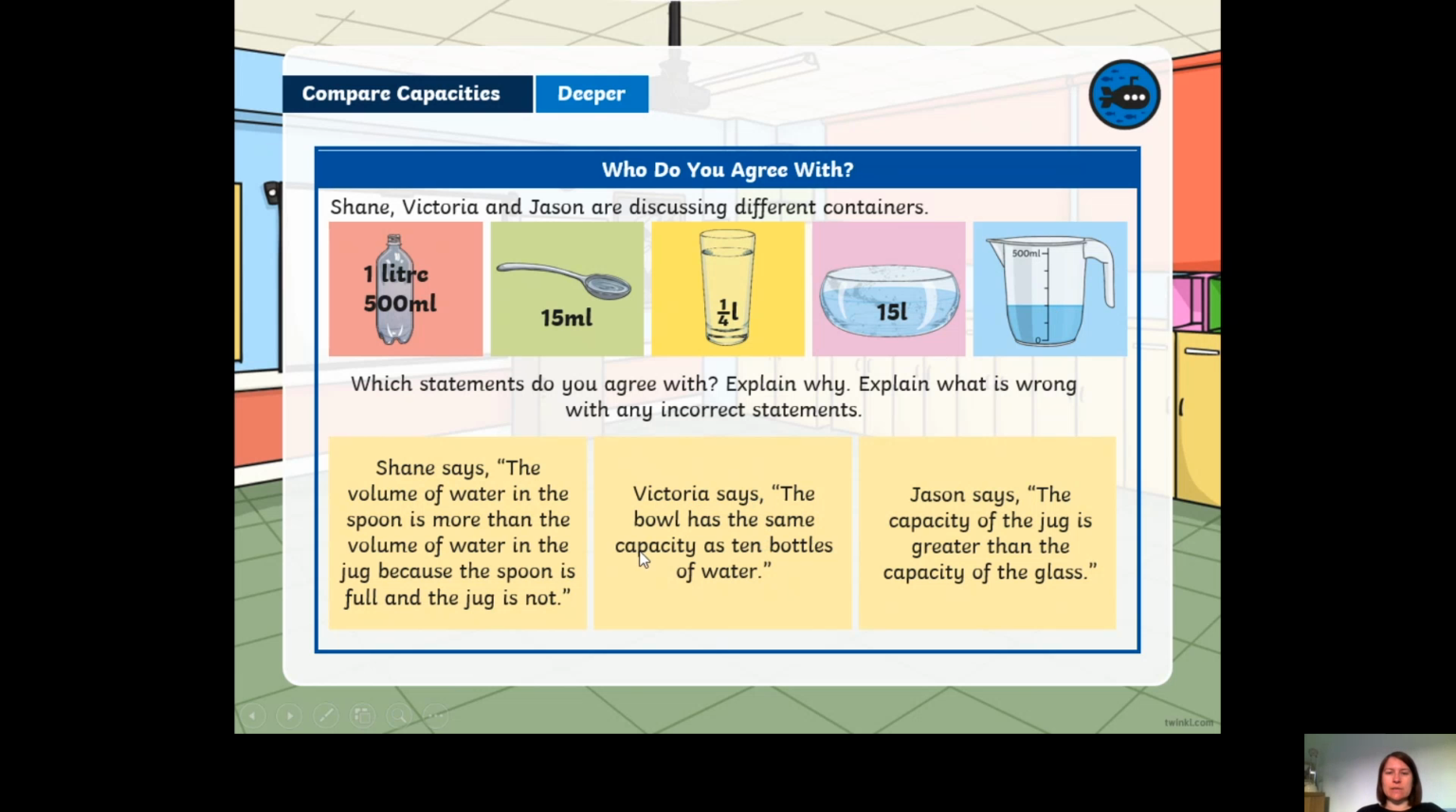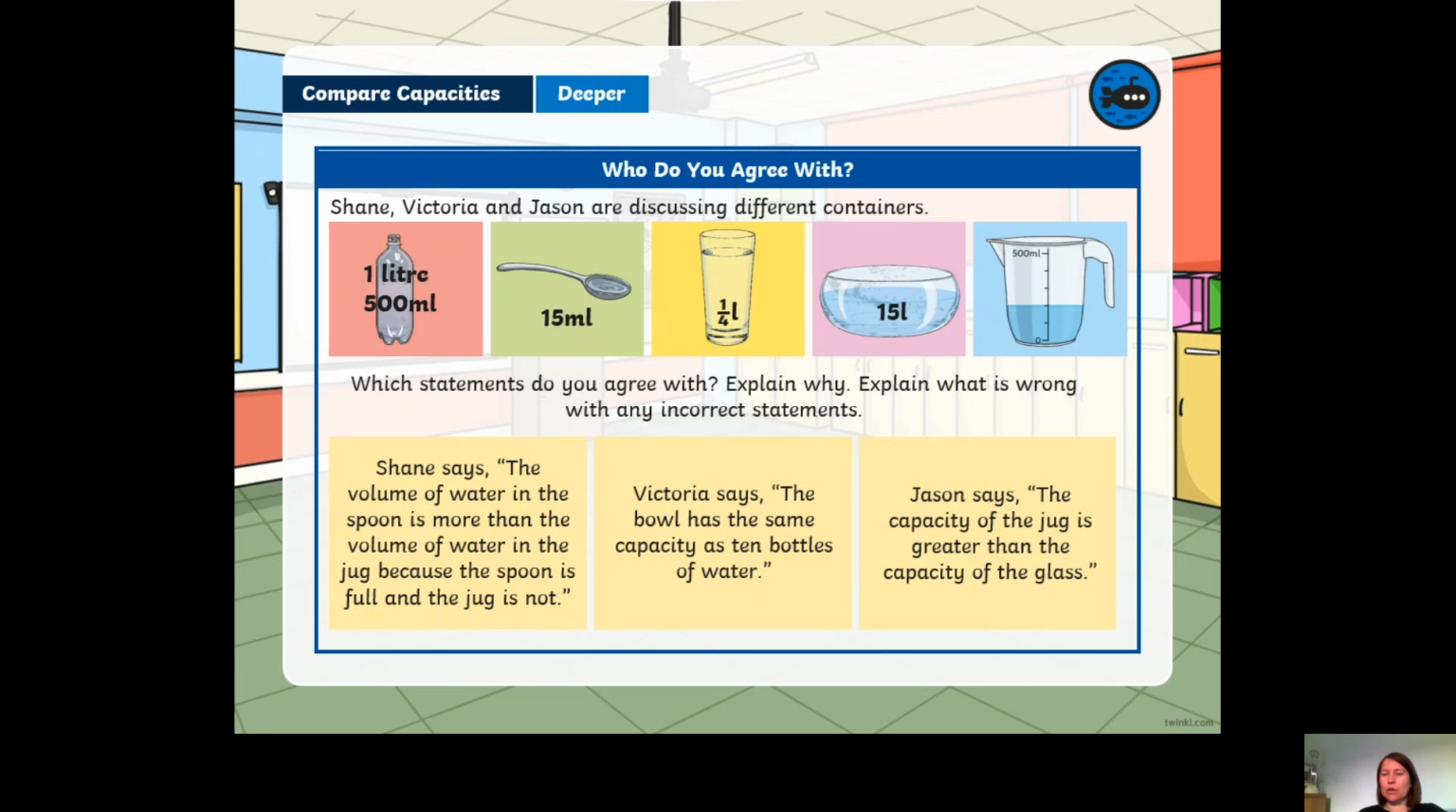Okay, Victoria says the bowl has the same capacity as 10 bottles of water. Okay, so let's look at the bowl. So 15 litres and 1 litre 500. If we convert this into millilitres, it would be 1,500 millilitres, and we times that by 10. Yes, I think she's right there, isn't it? That would be the same. 15,000 millilitres. Okay, last one.